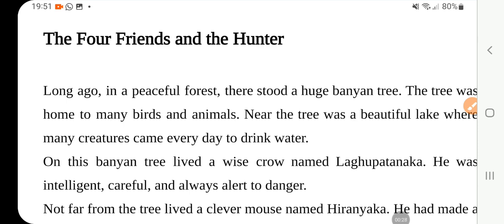As the title suggests, this is the story of four friends and the hunter, and you know that these are fables, right? So this is a story where the characters are animals and birds. So let us start the story.